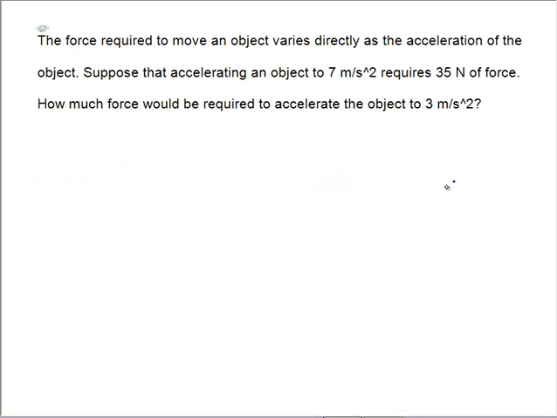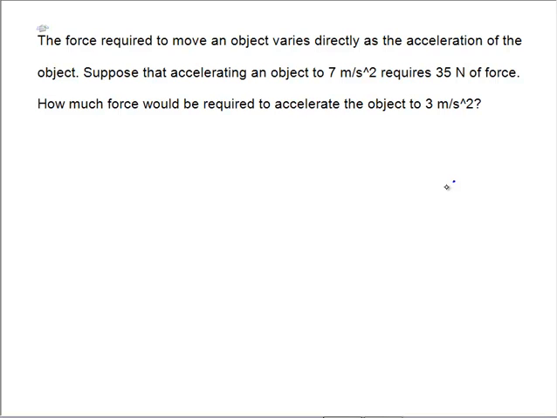Say that the force required to move an object varies directly as the acceleration of the object. Suppose that accelerating an object to 7 meters per second squared requires 35 newtons of force. How much force would be required to accelerate the object to 3 meters per second squared?